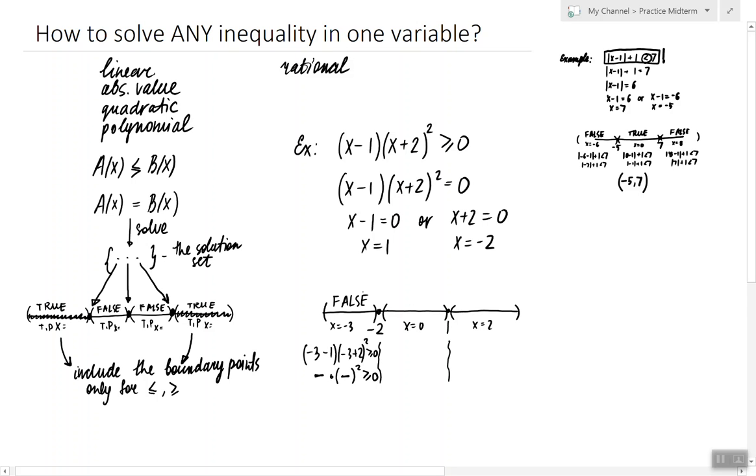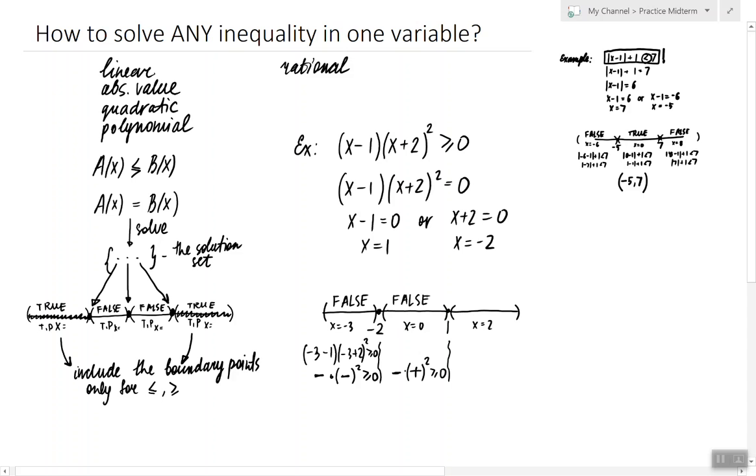Let's test it at 0. If you plug in 0, 0 minus 1 is negative, 0 plus 2 is positive. Positive squared is still positive. So now we have negative times positive. Is that positive? Nope, it's still negative.